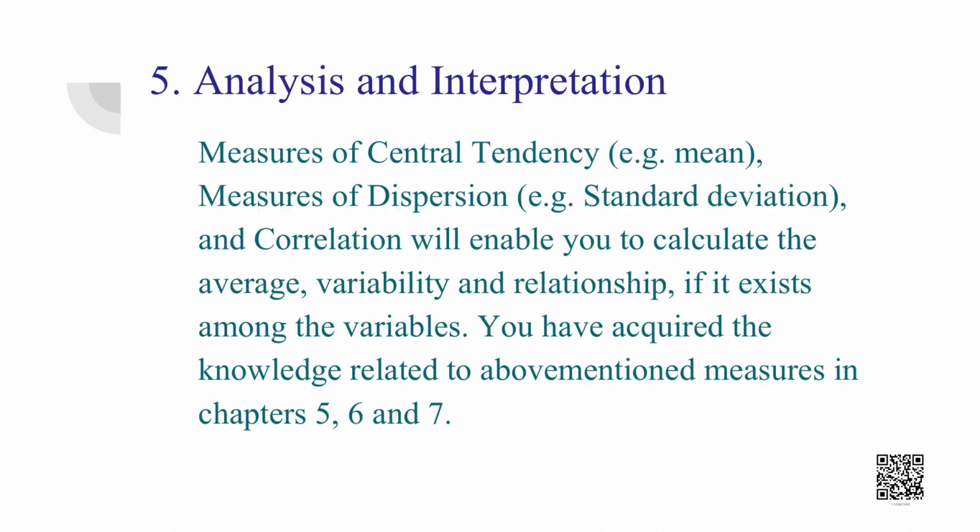Then the next step is analysis and interpretation of data. So, we can use various statistical tools like measures of central tendency like mean, median, mode, or measures of dispersion like standard deviation, mean deviation, range, and we can also find the correlation coefficient between two variables. Then we can also conclude that whether there exists a relationship among variables or not.